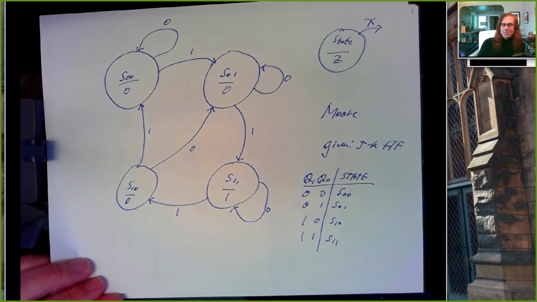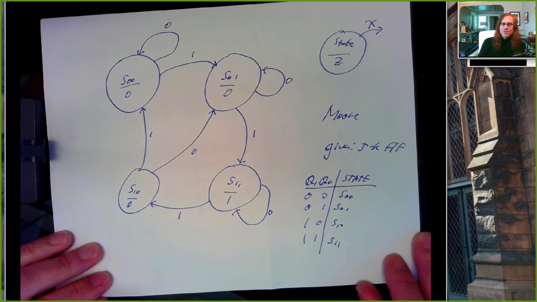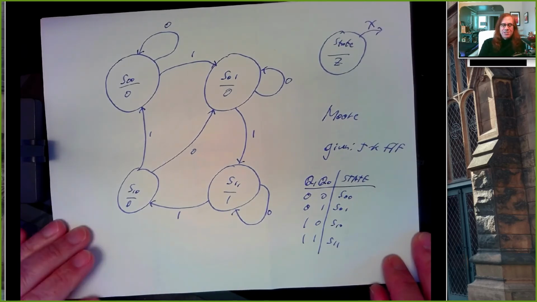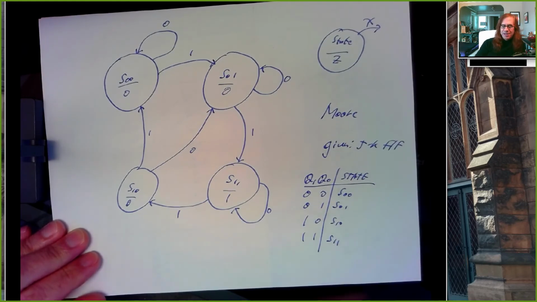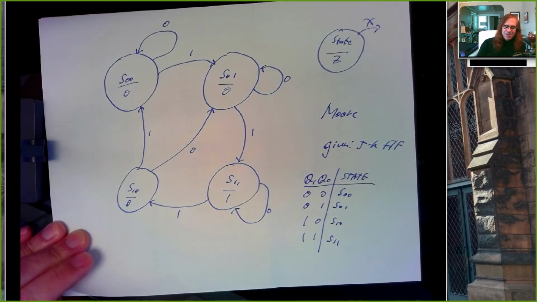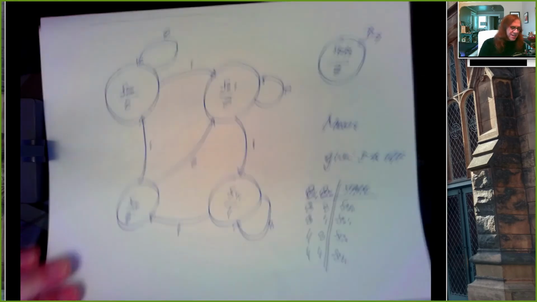You decide how many flip-flops you need. And if we're doing what's called full encoding, we use as few flip-flops as necessary. 4 states, we only need 2 flip-flops. And then you decide what kind of flip-flops to use, or you're told what kind to use. You come up with a mapping from combinations of flip-flop values to the different states. That's our state assignment table.